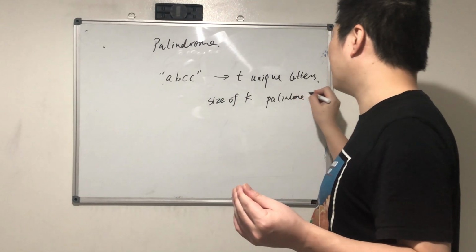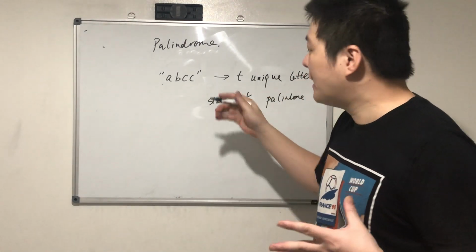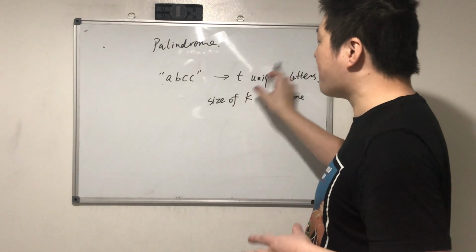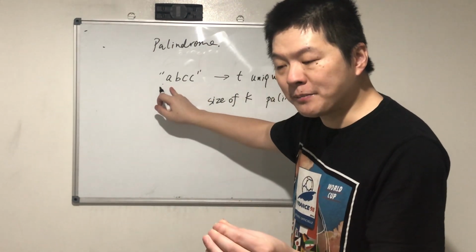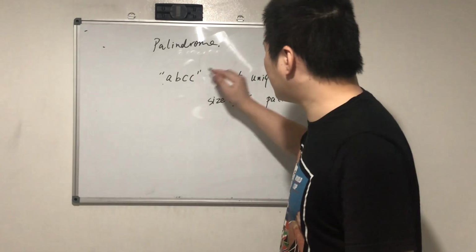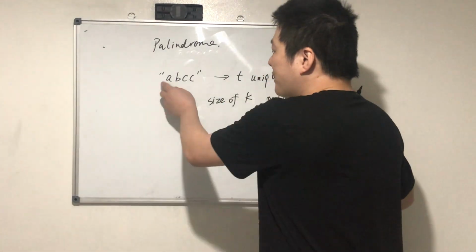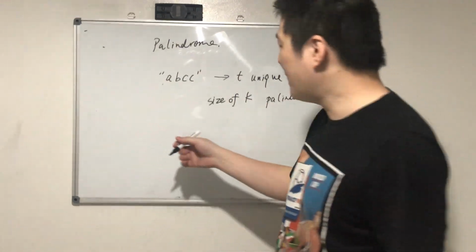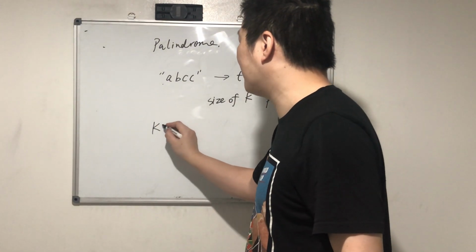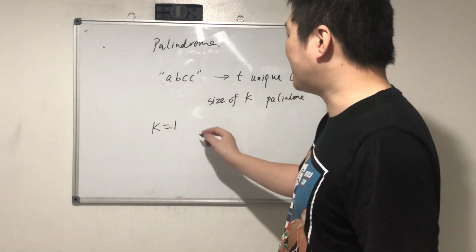I give you some size, but you can use the letters, the characters in here as many times as possible. As many times as you want. For example, you can use A K times. It doesn't matter, it's a palindrome, right? So for example, if K equals 1, what's the answer?